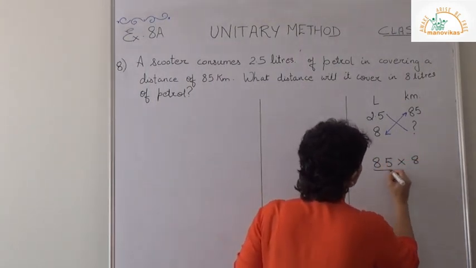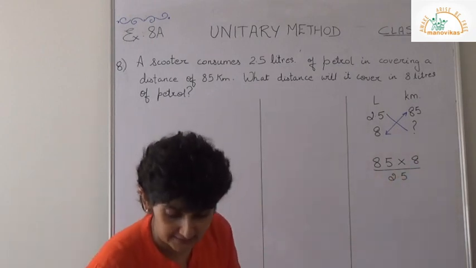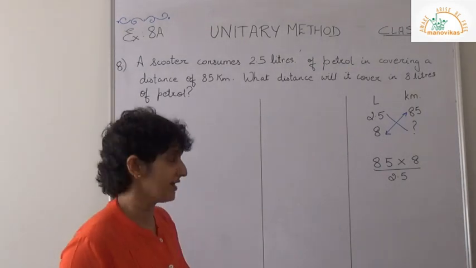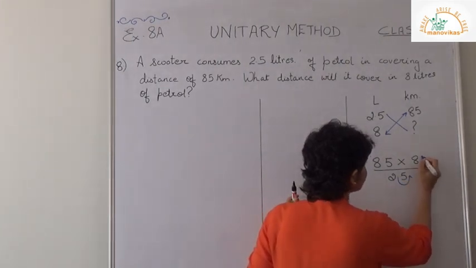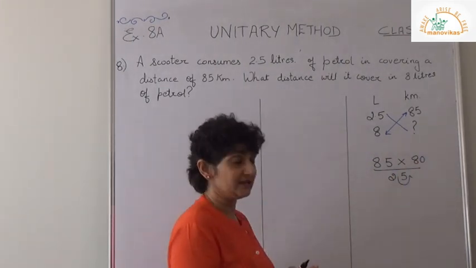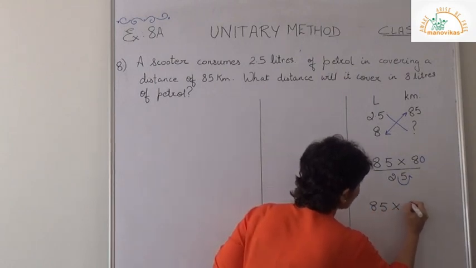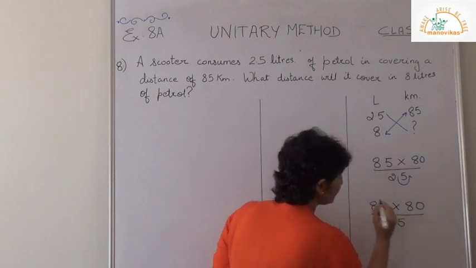85 into 8 upon 2.5. Isn't it? Now children, you have a decimal point in the denominator. When I shift one place, I can add a 0. So I get 85 into 80 upon 25.